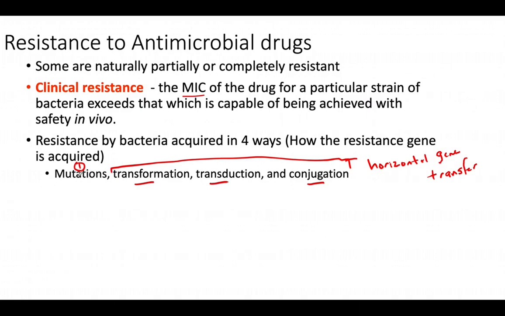The next list, and the reason I'm teasing these apart is these are frequently confused, so I'm just going to repeat what this list is talking about. If the question is asking at the DNA level, or at the genetics level, or at the gene level, how does a bacteria acquire resistance, the resistance gene, these are the four answers.